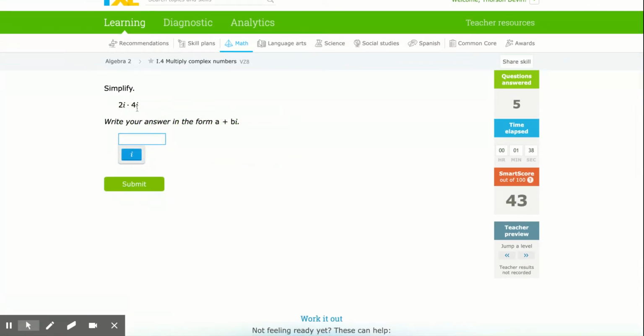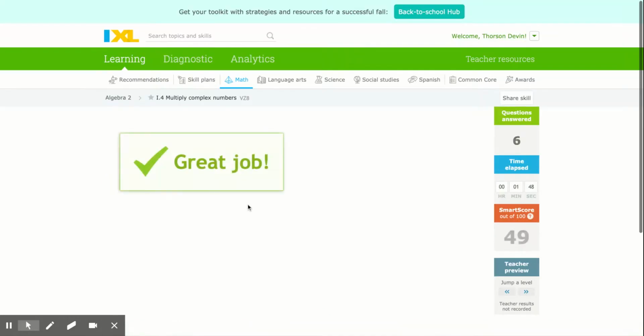Again, an i times an i is a -1. 2 times 4 is 8, not 6, 8. And the -1 and the 8 multiply to give you -8.